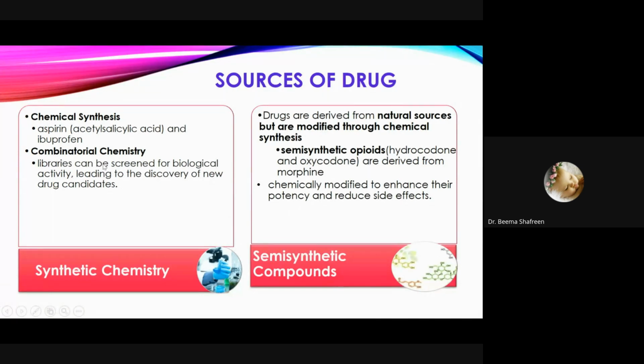From combinatorial chemistry, libraries of compounds are screened for their biological activity, which leads to the discovery of new drug candidates. Semi-synthetic compounds are generally drugs derived from natural sources that undergo chemical modification. This chemical modification will enhance their potency as well as reduce their side effects. Such examples are hydrocodone and oxycodone, which are derived from the morphine structure.